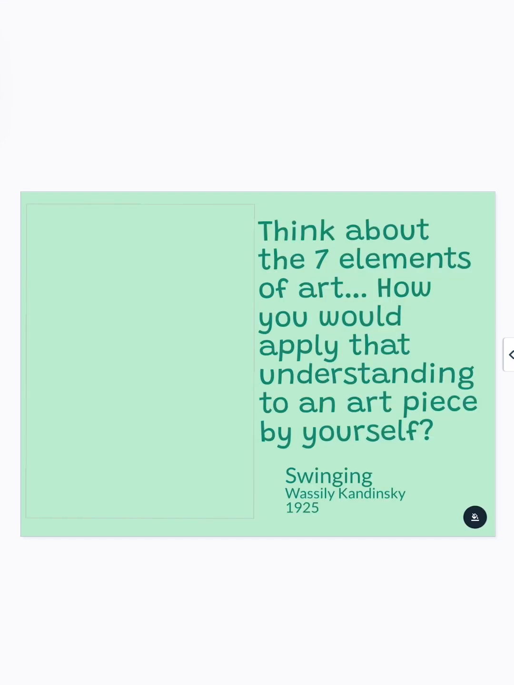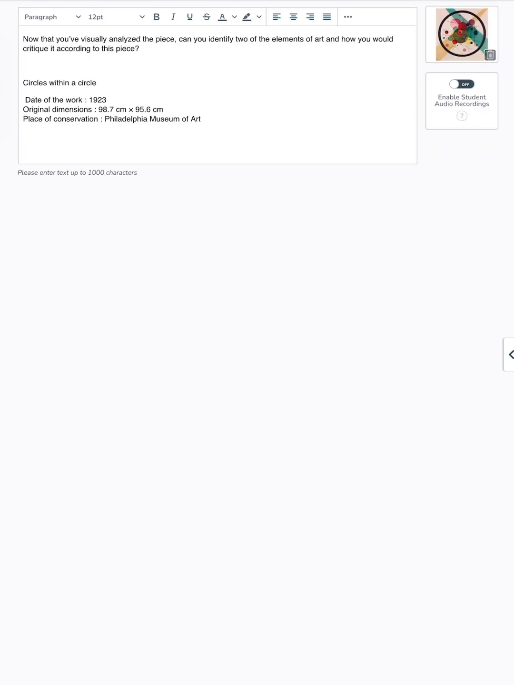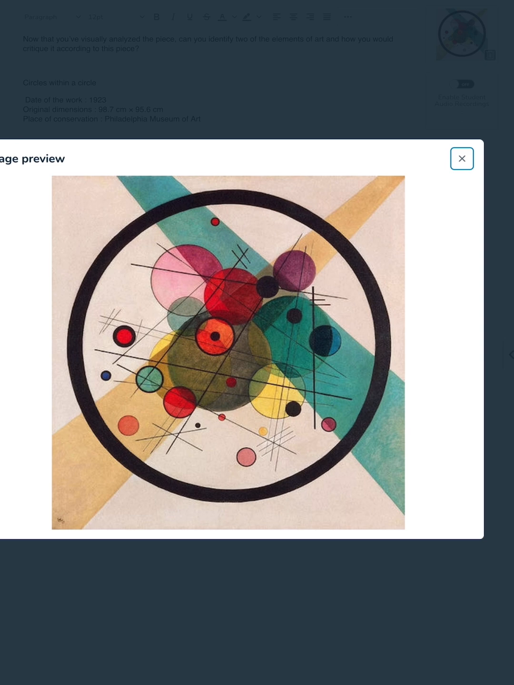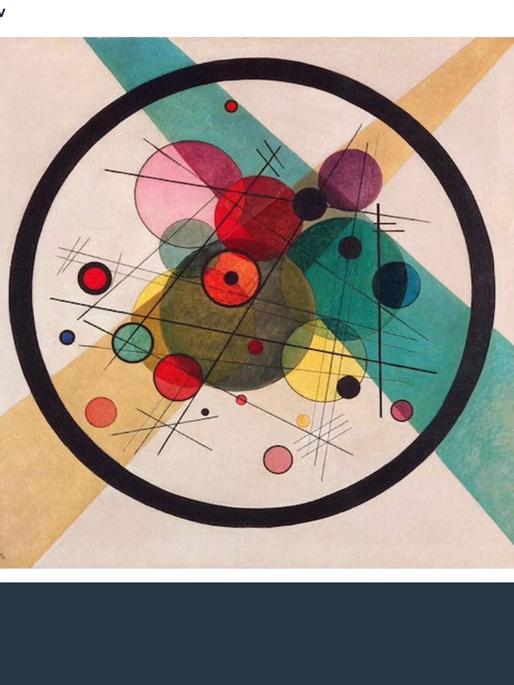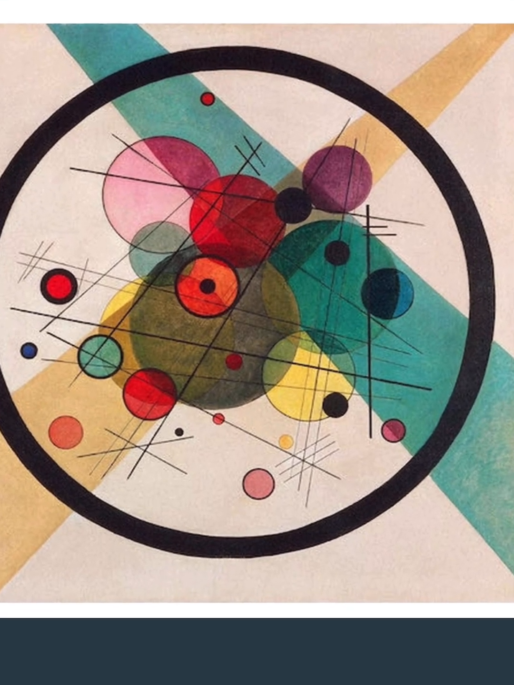So to think about the 7 elements of art, how would you really apply that understanding to an art piece by yourself? So I want you to spend a minute to kind of consider some of the elements that we talked about and how we applied it to our understanding of Kandinsky's work. And then finally, I want us to sit down with this piece right here. It's called Circle Within a Circle. And I want us to apply some of the elements that we have learned. I think at least two. Yes. So two of the elements to this particular piece of work.